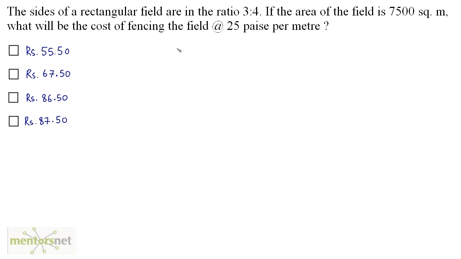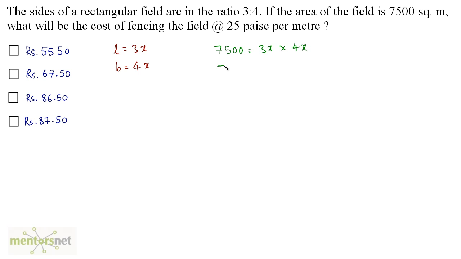That's length upon breadth is 3/4. So as this is the ratio, I can write length is equals to 3x and breadth is equals to 4x, x being the constant. Now we have been given the area of the field. Let us find out this x by using it along with the area. So area is length into breadth. So 7,500 is equals to length is 3x times breadth is 4x.